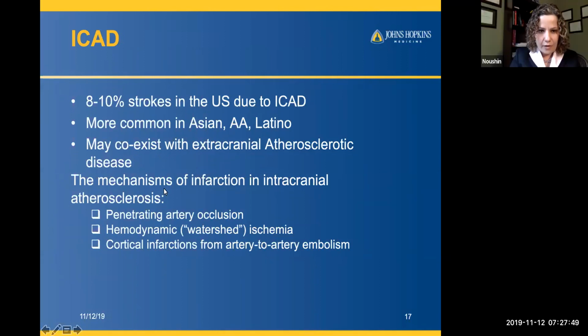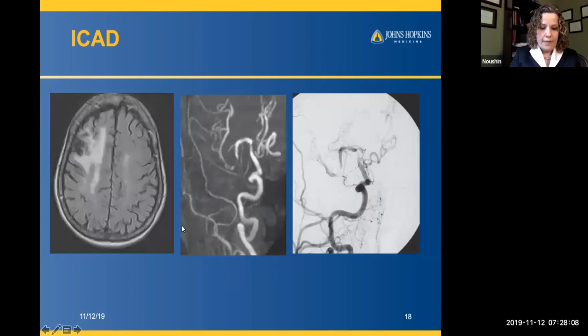How do we get infarcts or strokes with intracranial atherosclerosis? You can have the plaque occluding a penetrating artery, like in the basilar artery, where it commonly happens. You can have watershed ischemia or hemodynamic narrowing, or, similar to carotid, you can have artery-to-artery embolism. This is an example of intracranial atherosclerotic disease. This is an MRA image showing high-grade stenosis of the M1 and M2 segments, and this patient has an old right cortical infarct, a right frontal infarct.